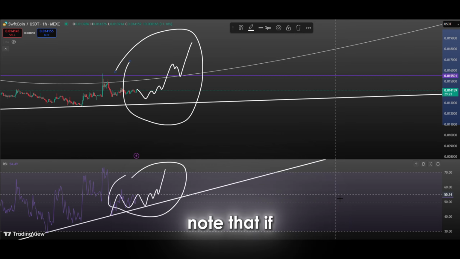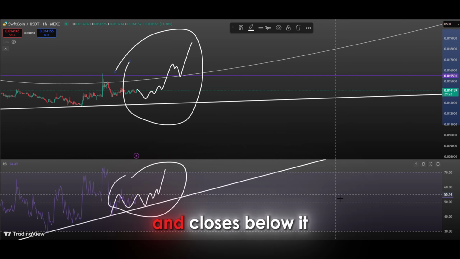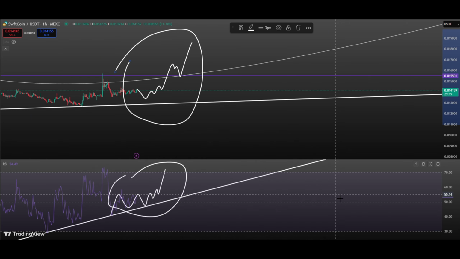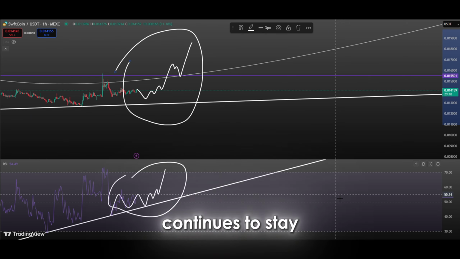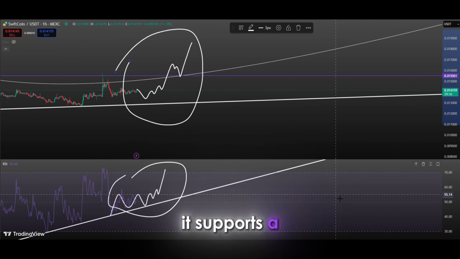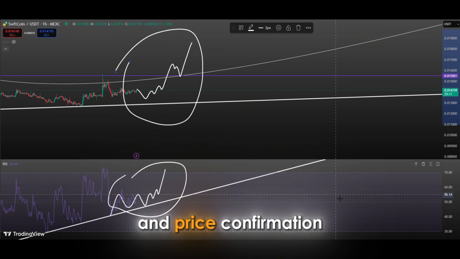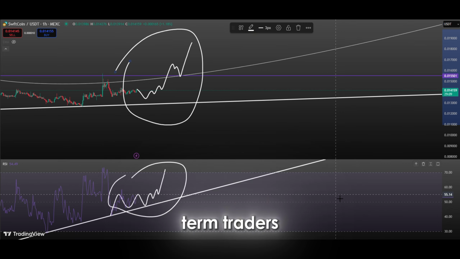However, it's important to note that if the RSI breaks this line and closes below it, this could signal a weakening of market momentum. Therefore, if the RSI continues to stay above this trend line, it supports a very positive scenario in terms of technical outlook. The structure is an extremely useful indicator for both momentum tracking and price confirmation, especially for medium-term traders.